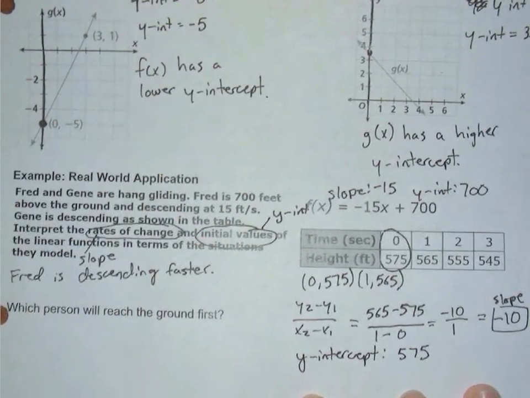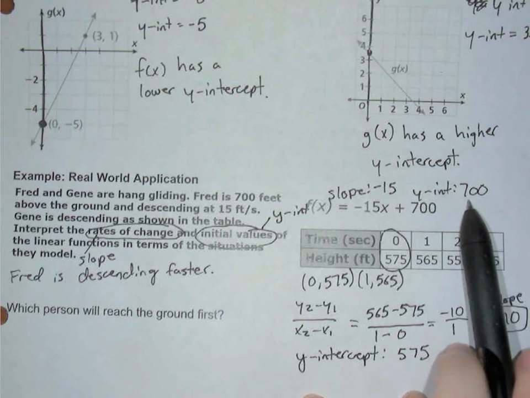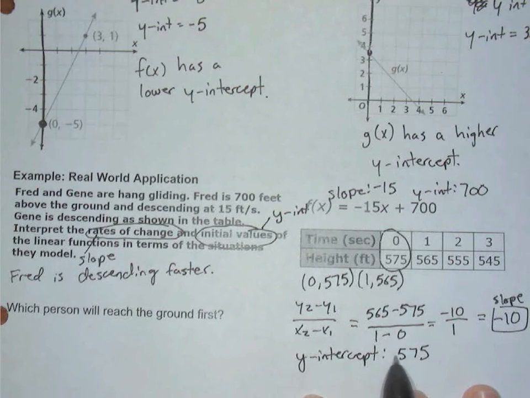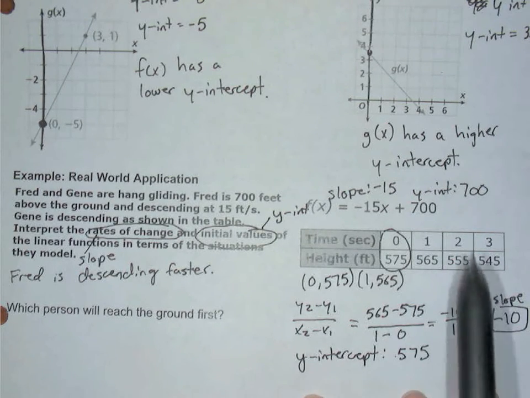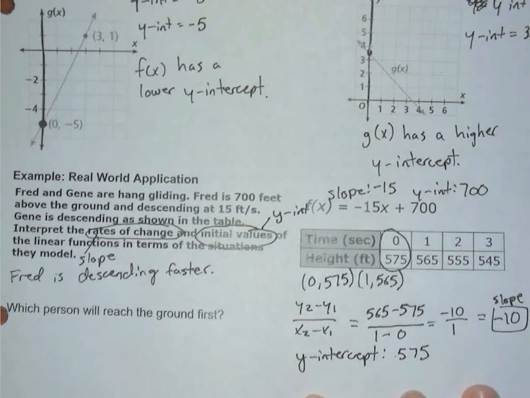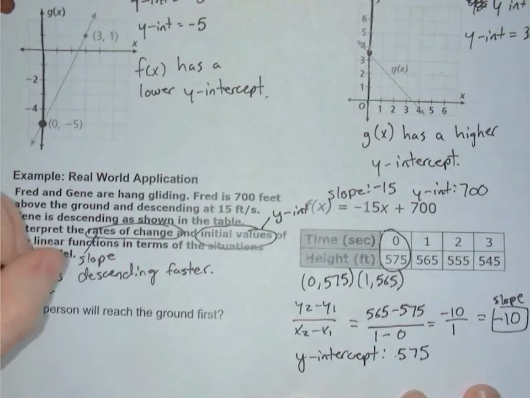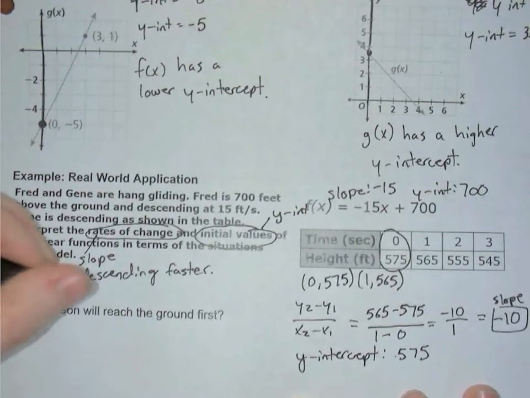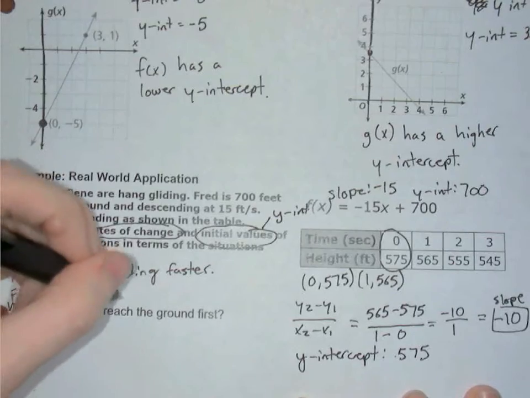Then I'll compare the y-intercepts, and I want to decide which one started higher up when they were hang gliding. So if I see my y-intercept here is 700, and my y-intercept here is 575, I can tell immediately that Fred, who's represented by my equation, started higher up. So Fred started higher up.